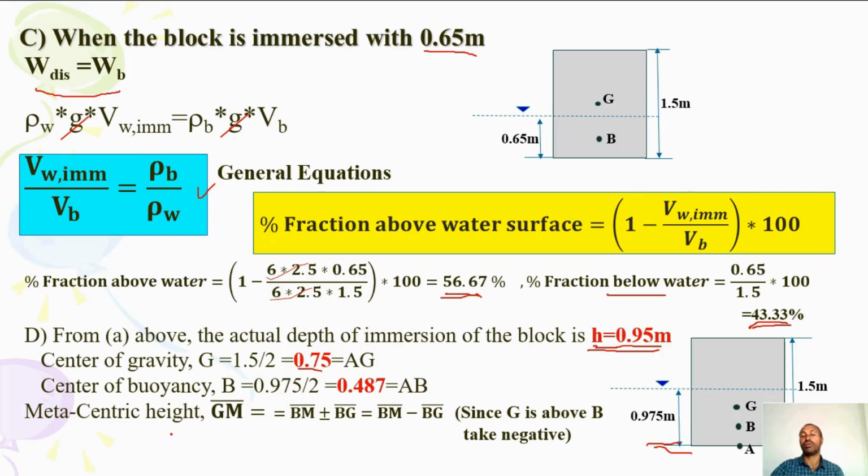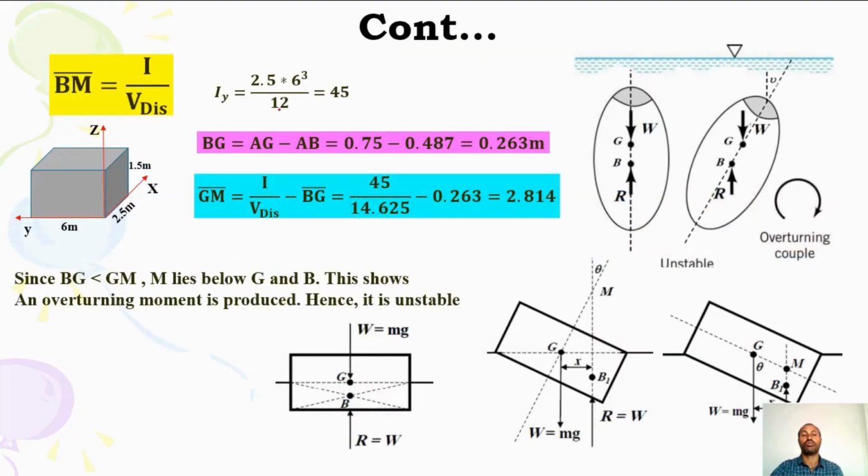So the metacentric height can be computed now. Since it is unstable, the result should be negative, clear? So BM plus or minus BG. So GM is the metacentric height, so BM minus BG. Since G is above B, it takes the negative, so plus or minus will be under consideration. So take negative, then the result will be calculated. So first you have to find BM. BM is the moment of inertia divided by the volume of the displaced fluid.